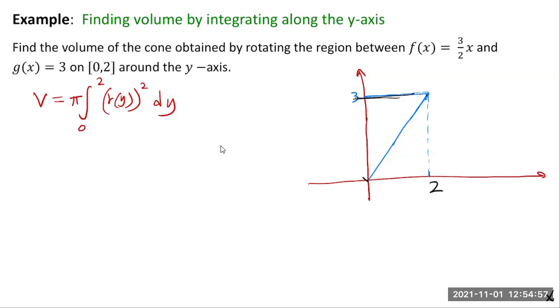All right, let's go over this example. Find the volume of the cone obtained by rotating the region between f of x equals 3 over 2 x and g of x equals 3 on the interval 0, 2 around the y-axis this time.